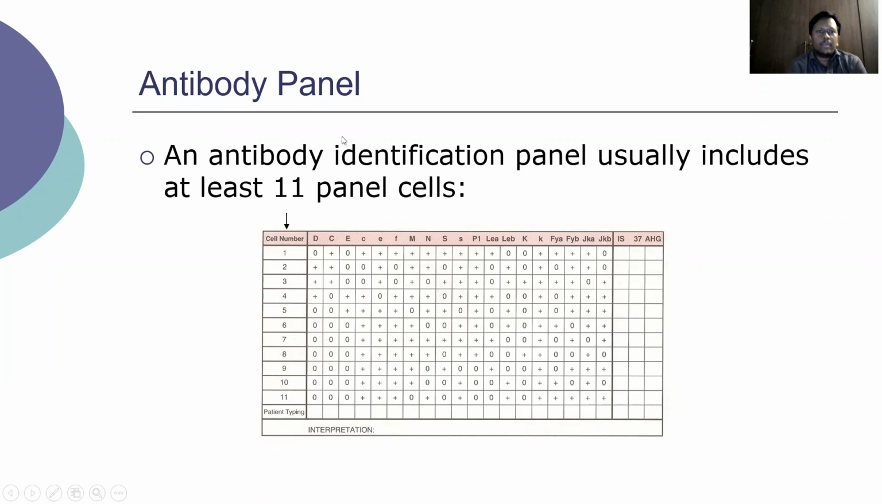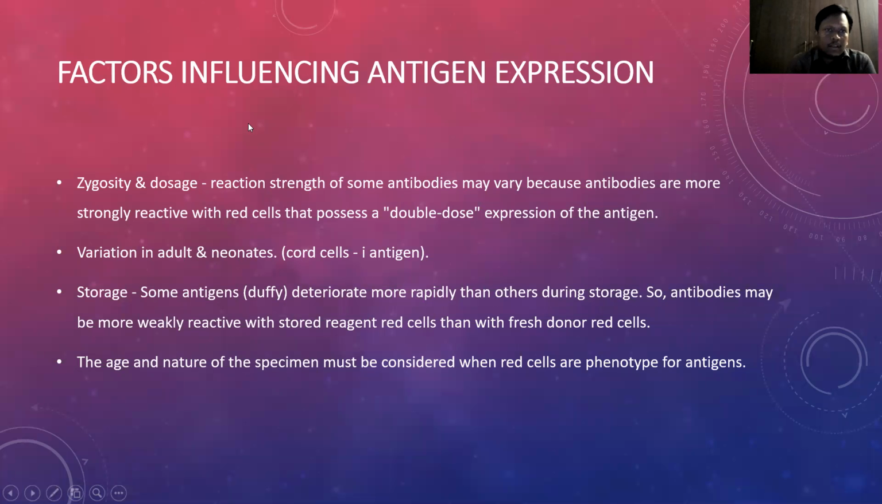So this antibody panel is almost similar to an antibody screening, which was explained by the previous speaker. However, instead of a 3-cell panel, we have an 11-cell panel, which contains a defined number of antigens. Most of them are clinically significant antigens. Before going into detail about antibody identification, we have to know the factors which can influence the antigen expression, both on the reagent red cells as well as on the donor red cells.